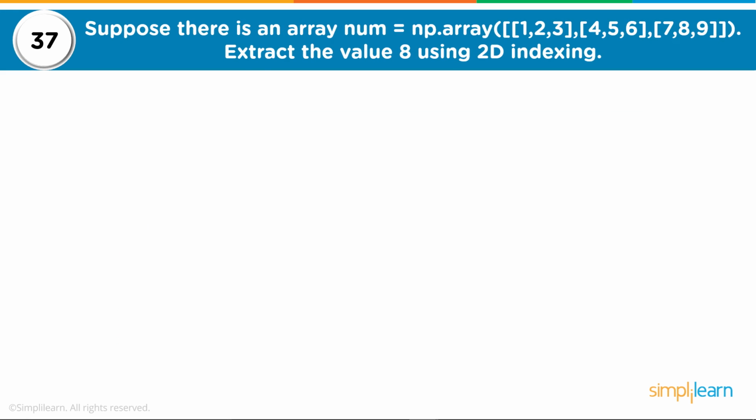We'll go ahead and skip back to Python NumPy. Suppose there is an array, number equals np.array, or numpy if you're using numpy, depending on how you set it up, and we just have 1 to 9 broken up into 3 groups. Extract the value 8 using 2D indexing.